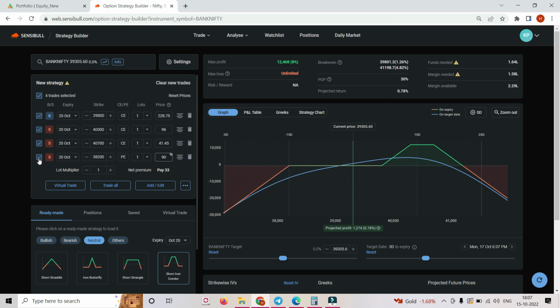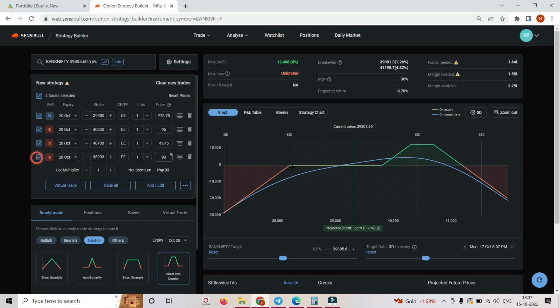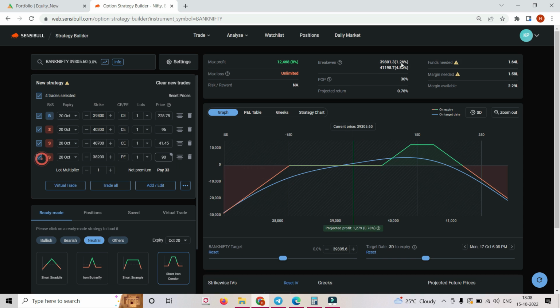See, if I remove this, your outer break even was 4.59%, and your loss will start here. The moment you add this, your break even has changed. This was 1.49%, the point where your profit starts. If I'm adding this, the market only has to make a move of 1.26%, and you have the safety of almost 3%.